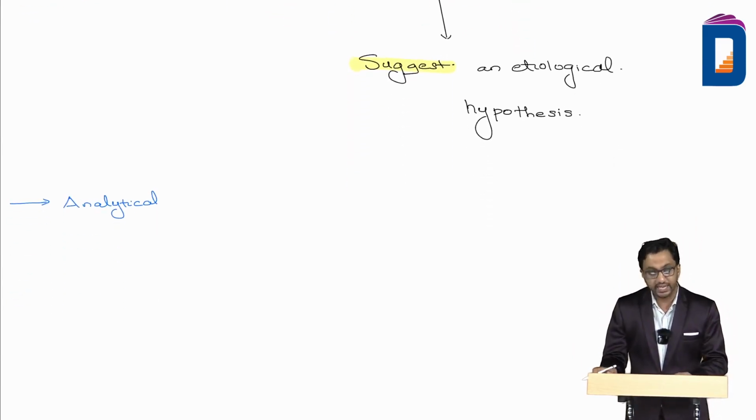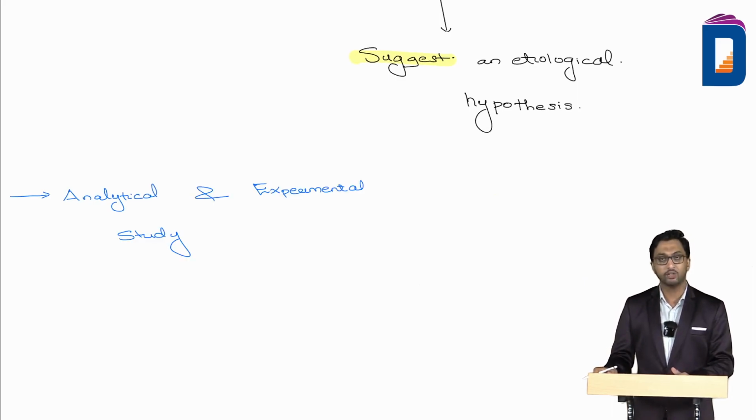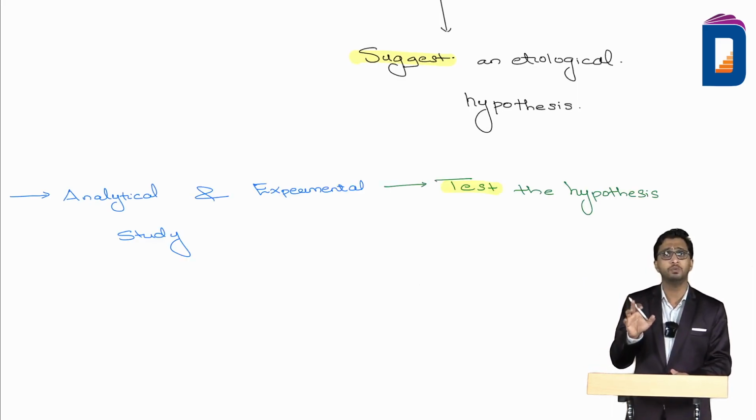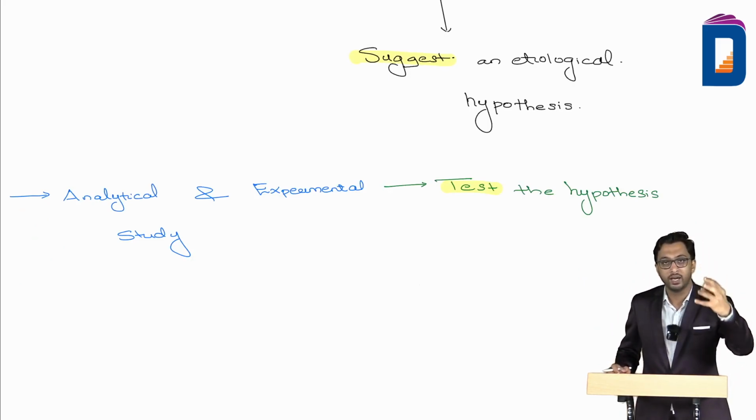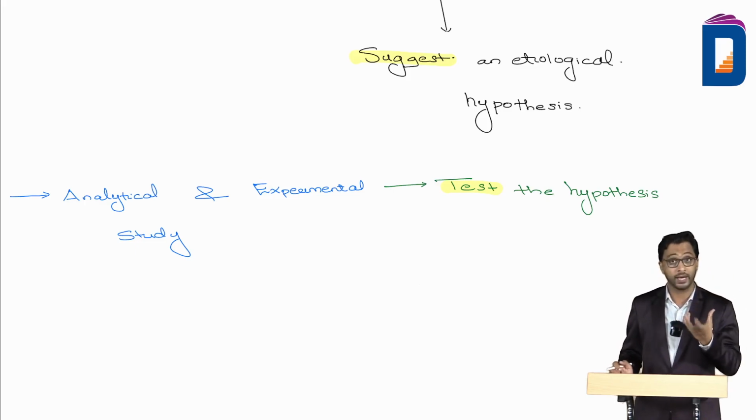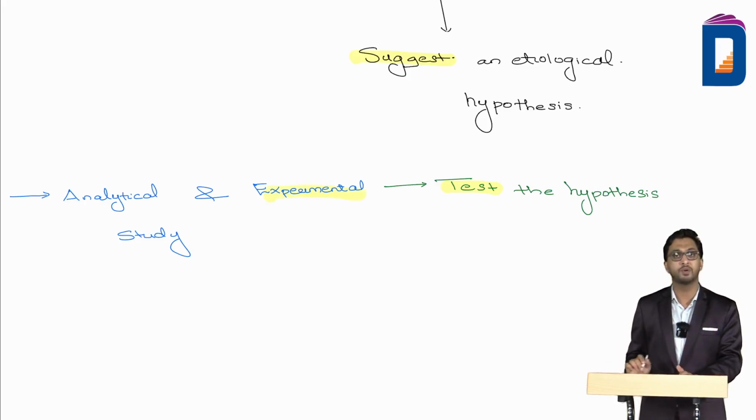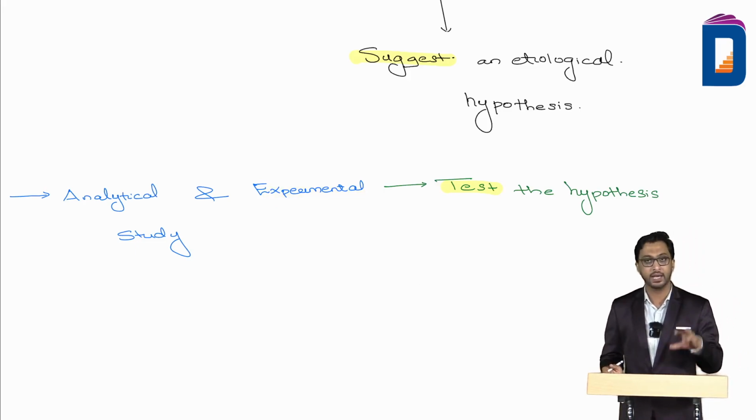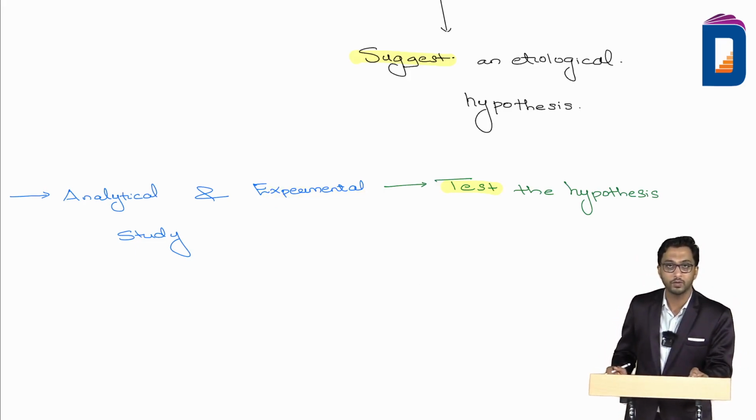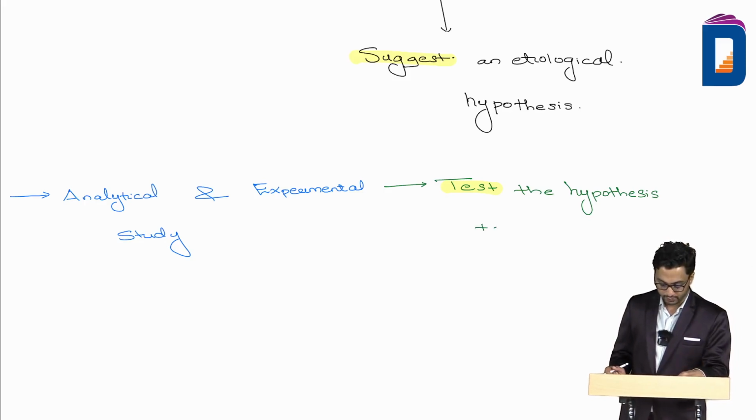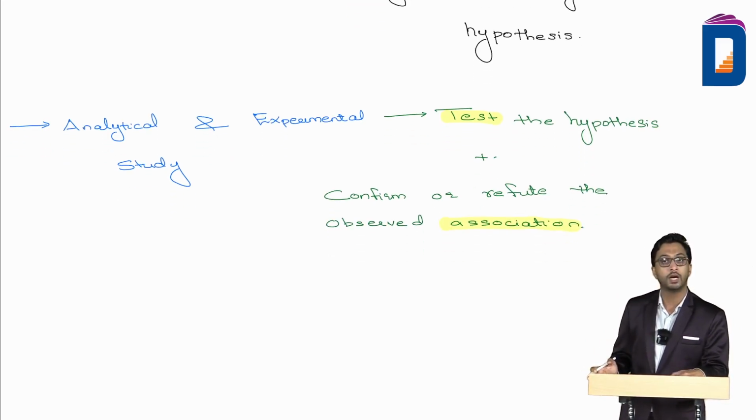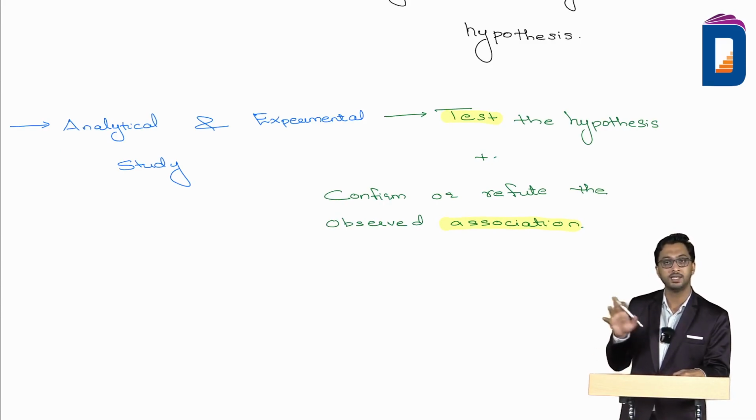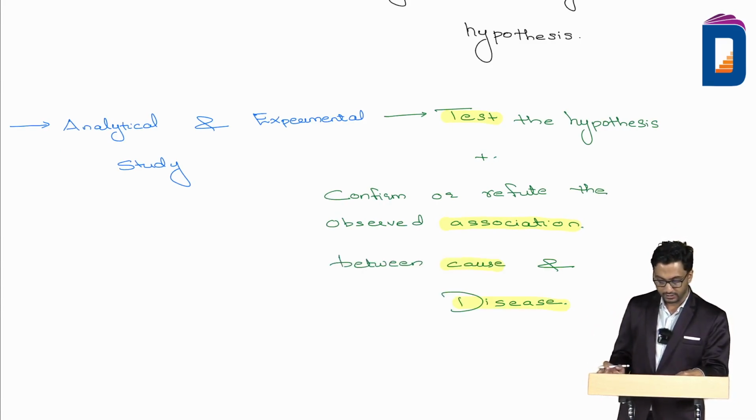Now, what next? Analytical studies and experimental studies. What do they do? They help in testing this hypothesis. You are doing case control studies, cohort studies, that's what an analytical study is, and you are conducting experiments or experimental studies, and this helps in testing the hypothesis. Plus, it confirms or refutes the observed association between the cause and the disease.